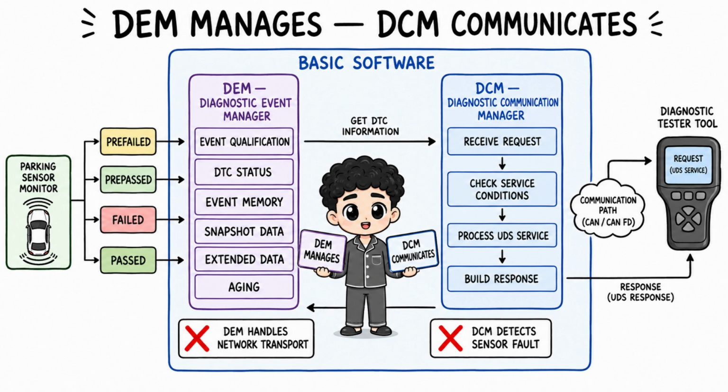A useful simplified flow is this. The application or basic software monitor detects an abnormal condition. It reports the event result to DEM. DEM qualifies and stores the diagnostic information. Later, a tester request reaches DCM. DCM asks DEM for the requested DTC information and returns the diagnostic response through the communication stack.